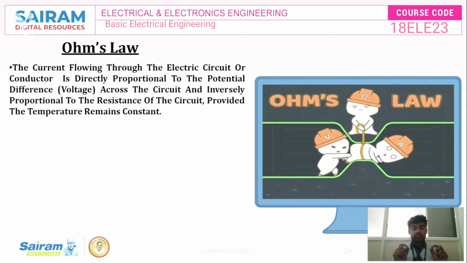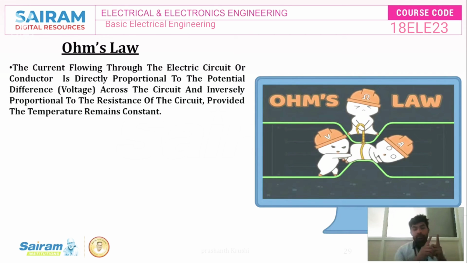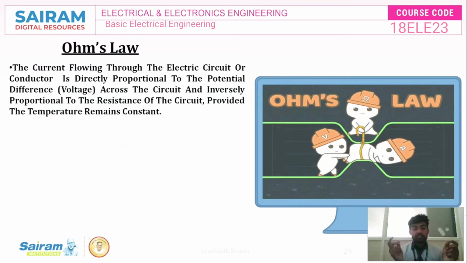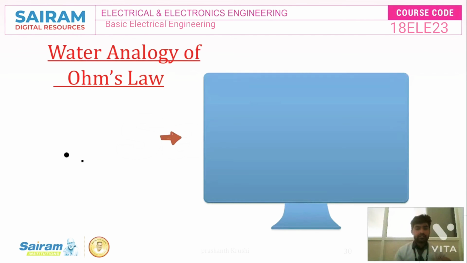Consider the current flowing through a conductor, just consider two ends of the conductor, position A here and position B here. In between there is a resistance. The current flowing through the wire is directly proportional to the voltage, the potential difference between the two ends of the conductor, and inversely proportional to the resistance of the conductor, with the temperature remaining constant.